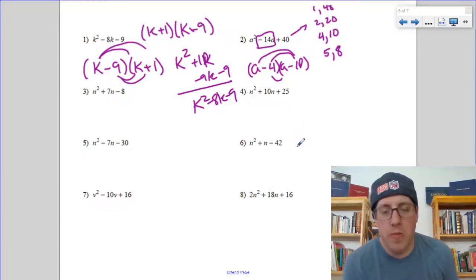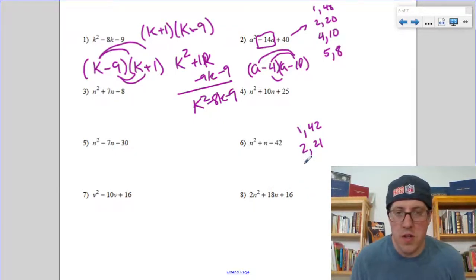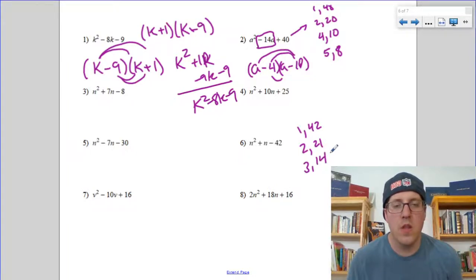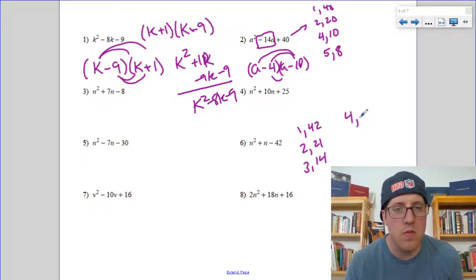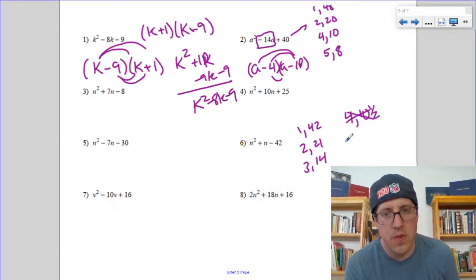So, for a problem like 6, we would look at 42 and we would say, oh, okay, 42. Well, I don't know where to start, so 1 and 42, and I guess then 2 and 21. Is 42 divisible by 3? You might have to do some work here. You might have to say, oh, that's 3 times 14. Is it divisible by 4? Well, it would be 4 times like 10 and a half. So that doesn't count. We don't want to use any fractions. It's not divisible by 5. It's 6 times 7, though.